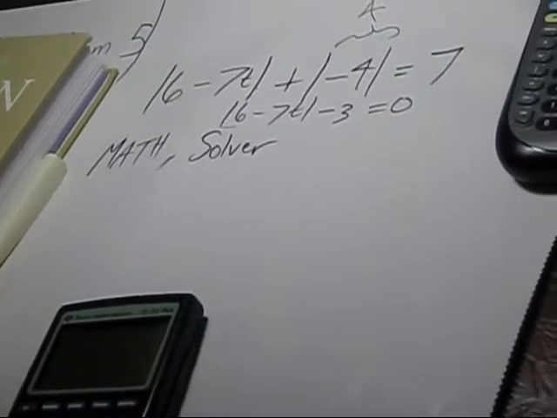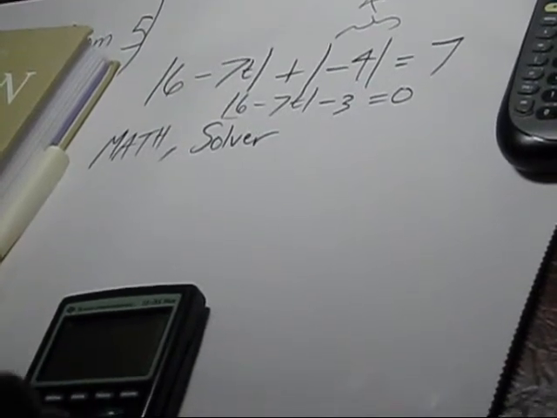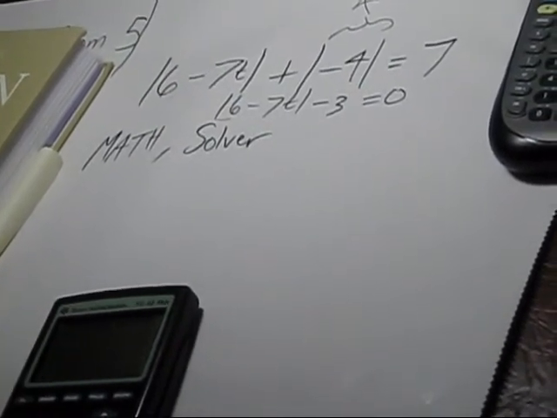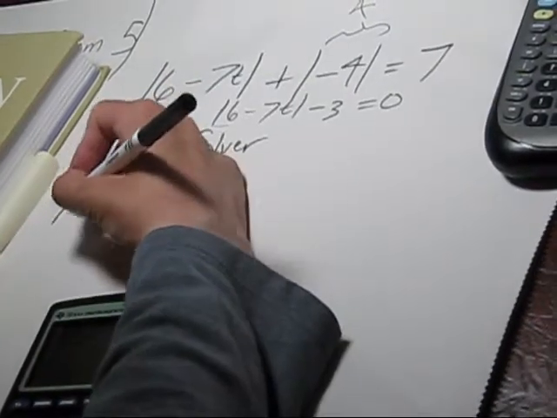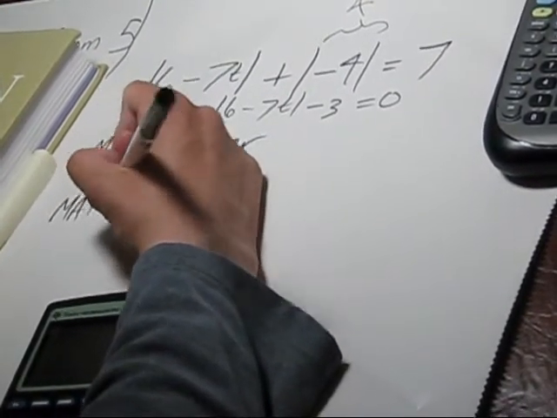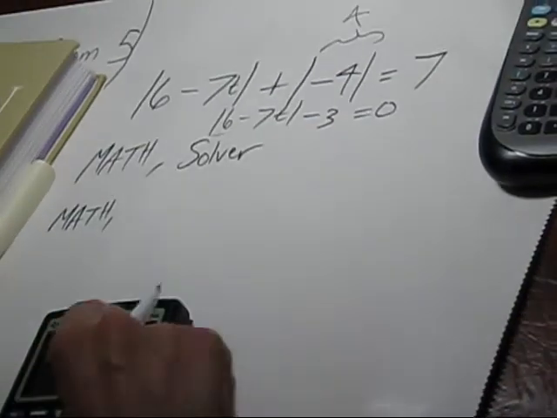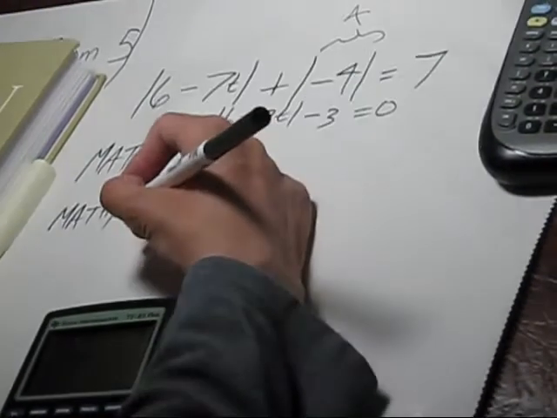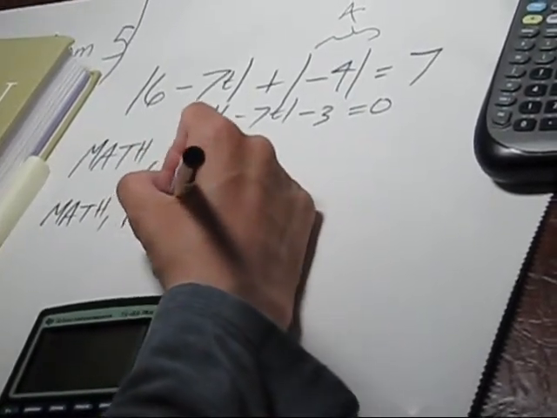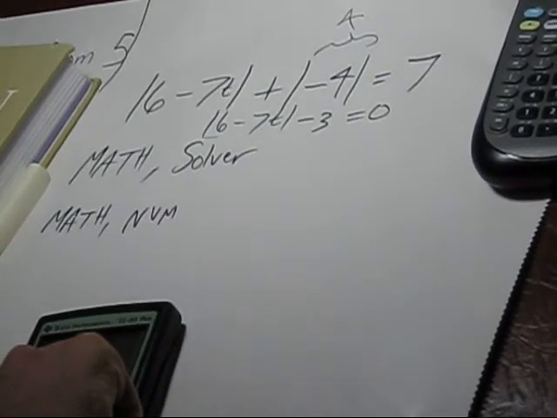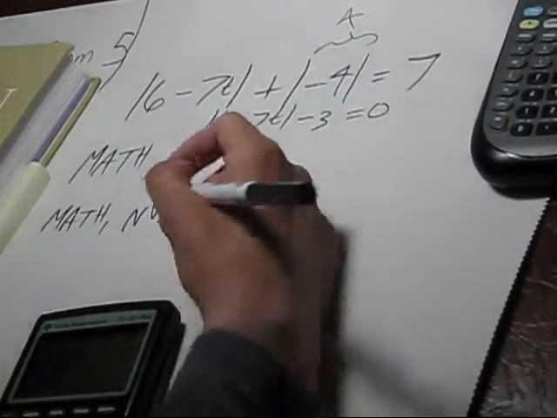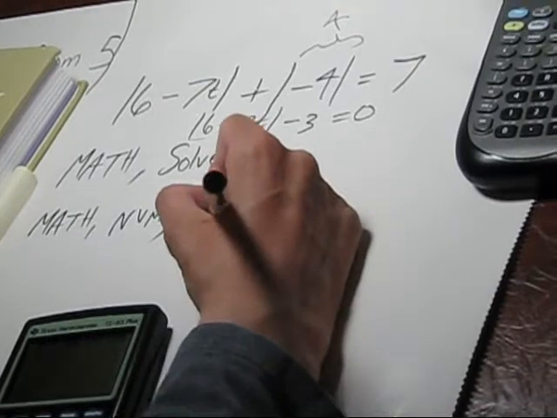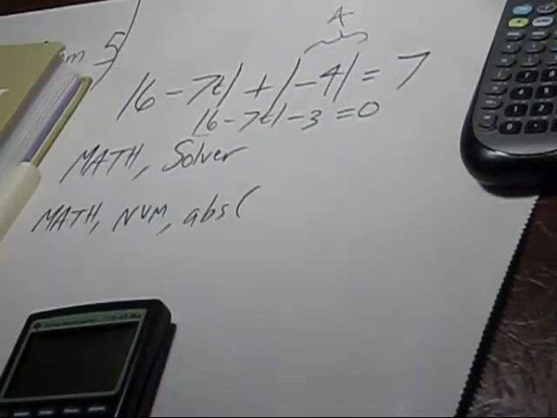So first we need absolute value things. So go to math, and at the top it says NUM, so arrow over to that. Our number, that's what that stands for. The very first one says ABS. That's the one we want. I'll have a left parenthesis, hit enter.